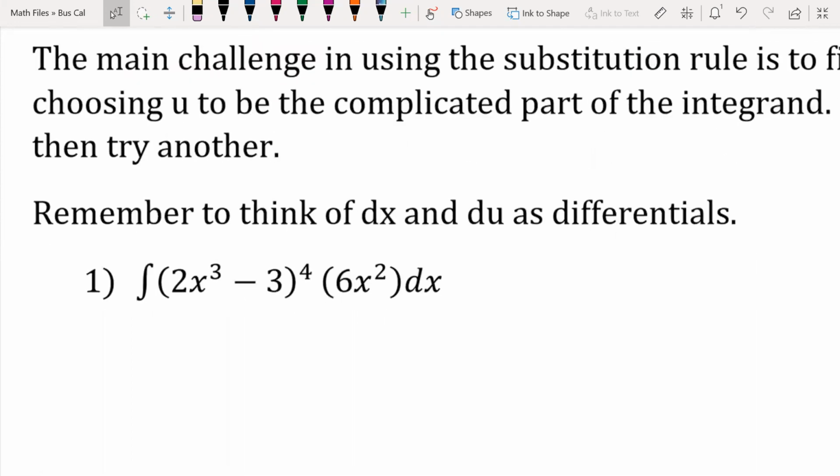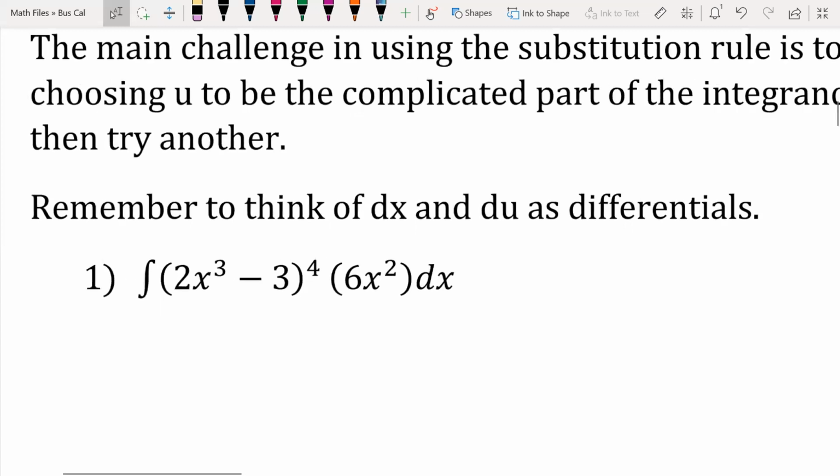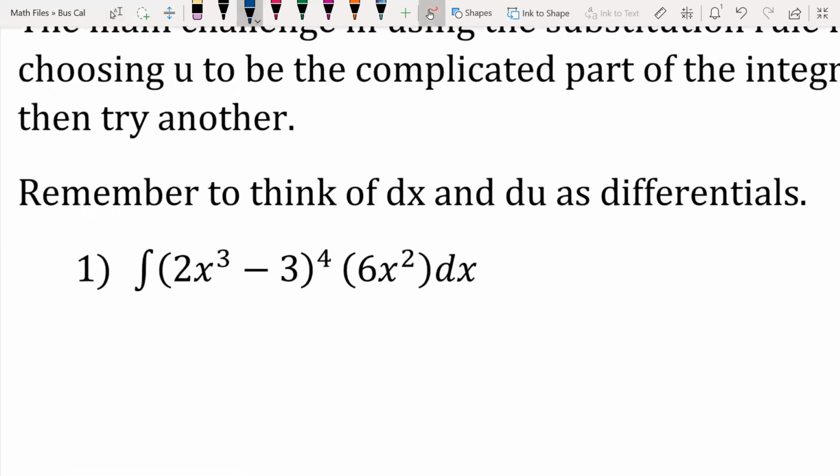Number one says the integral of (2x cubed minus 3) to the 4th times 6x squared dx. Now, the only way to take the integral of this is by substitution. So what looks more complicated? 2x cubed minus 3 or 6x squared? The 2x cubed minus 3. Good. So this is what u is going to be.